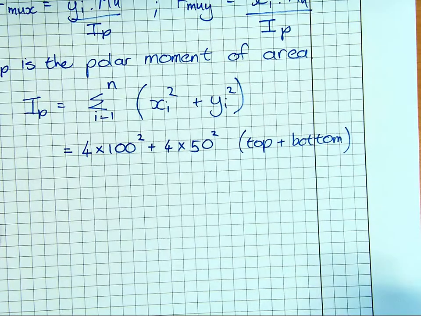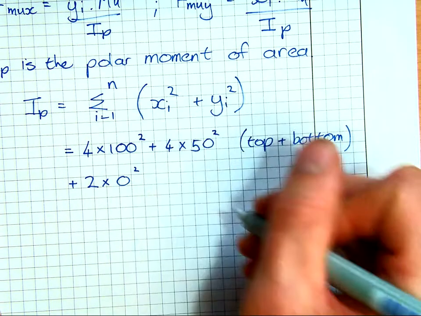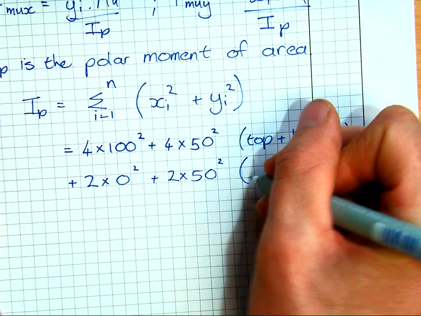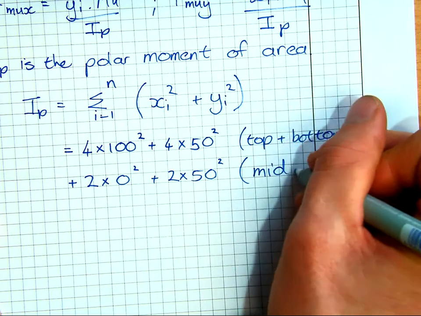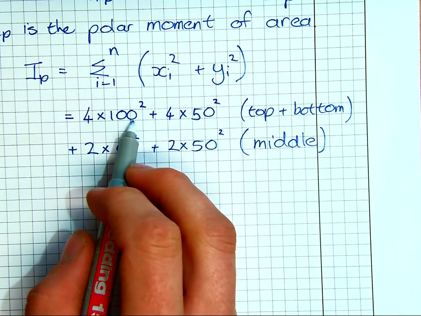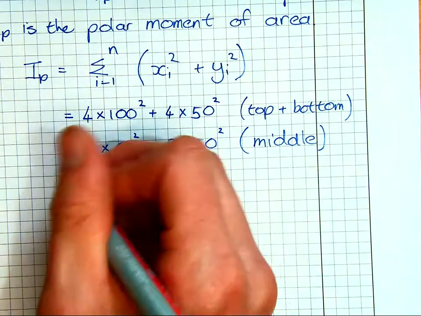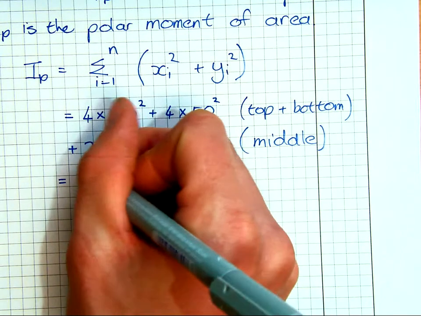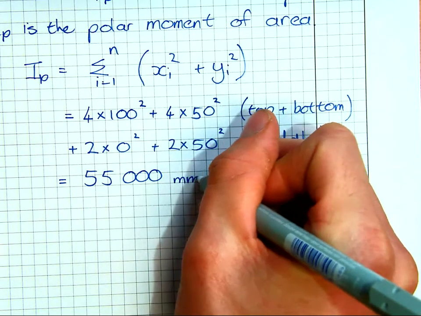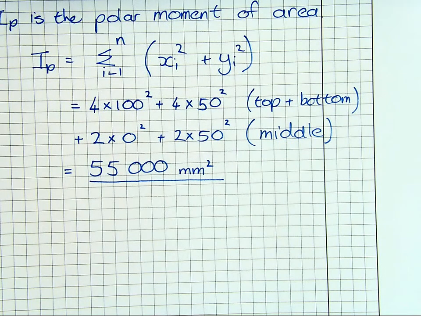So those are the x and y components of those. Plus, our middle bolts, we've got 2 with a 0 millimeter y component and a 50 millimeter x component. So those are just the middle bolts. So top and bottom bolts, middle bolts, 4 at 100 millimeter vertically, 4 at 50, and then another 2 at 50. So that gives us the polar moment of area, quantifying the positioning of all the bolts, 55,000 millimeters squared, and it's in units of millimeters squared.